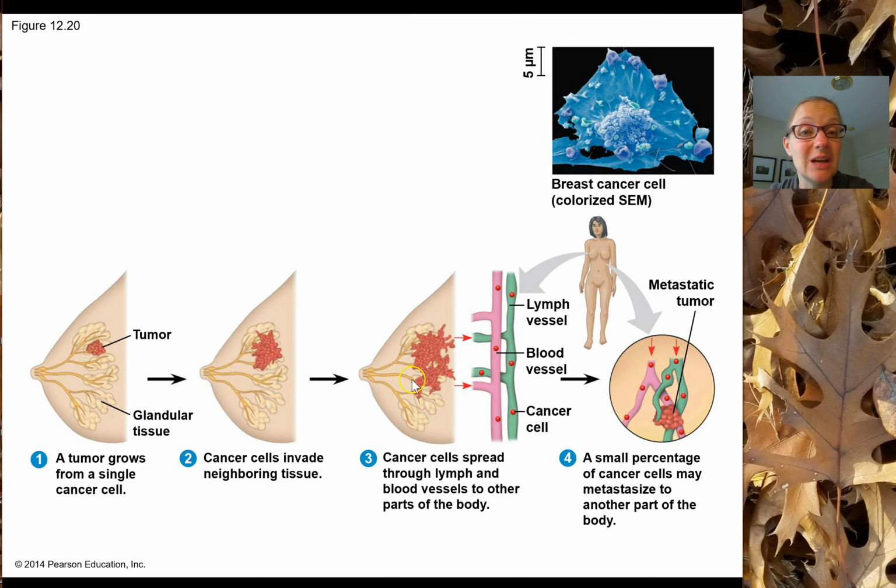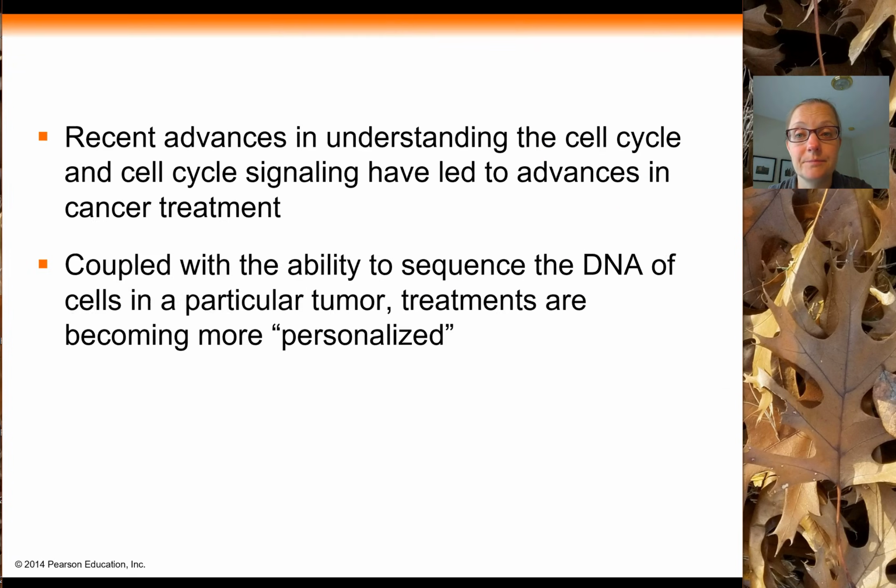Eventually it gets big enough where it'll reach blood vessels and lymphatic vessels, and some of the cancer cells can break off and use the lymph and the blood vessels to travel to other parts of the body. The cells will get stuck there and they'll continue to proliferate wherever they lodge themselves, and that'll lead to secondary tumors, or those metastases, in other parts of the body.